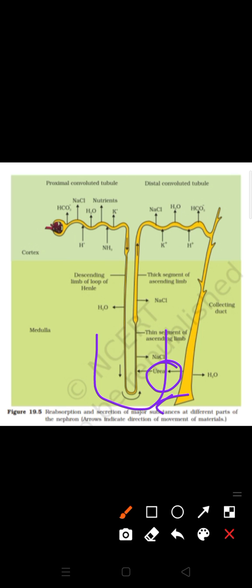I hope all the tubules are clear and you are not feeling any problem in it. If you think there is any problem, please send me your question. In our next class, we will read about the mechanism of concentration of the filtrate. Okay, thank you children.